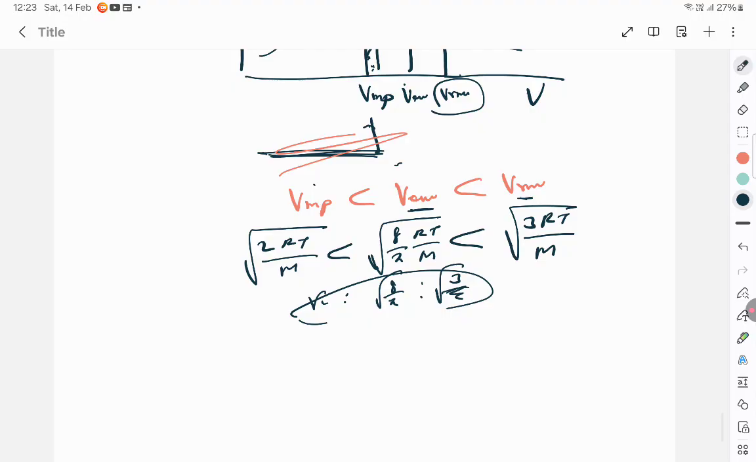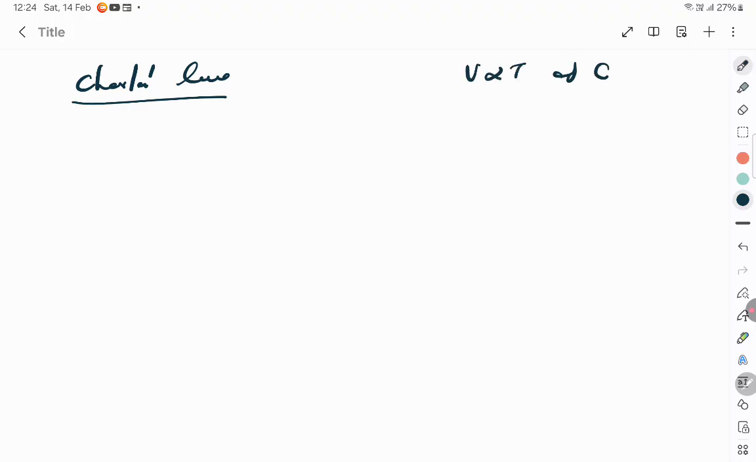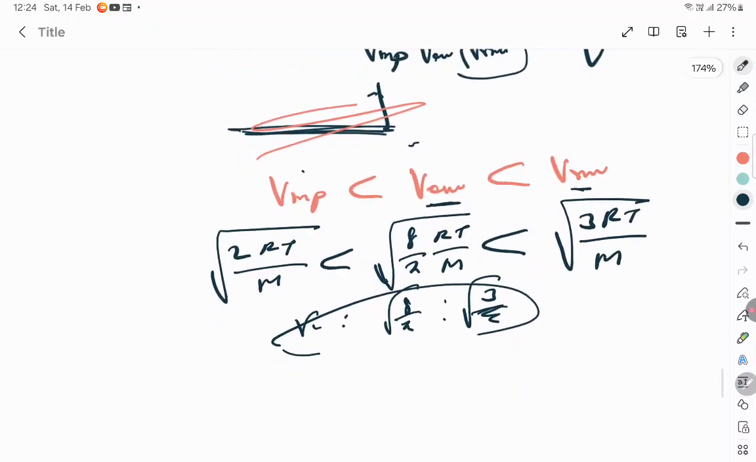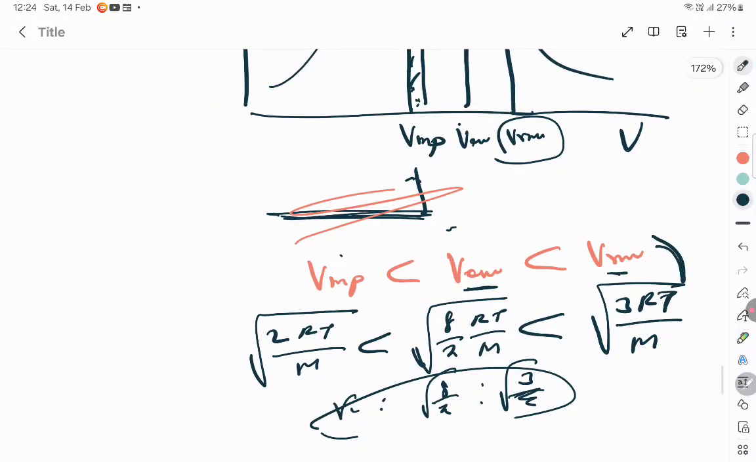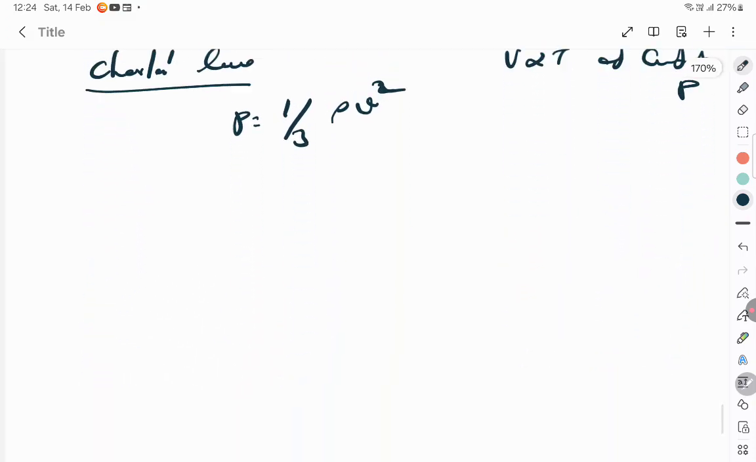So the next thing that I want to teach you is how to derive Charles' law using kinetic theory. You know Charles' law is nothing but V is directly proportional to T at constant pressure, right? You're going to derive this using the gas equation, which is P is equal to 1 by 3 rho V square. From this, V square is directly proportional to T. You know from here also, can you see, V RMS is directly proportional to root T, so V square is proportional to T.